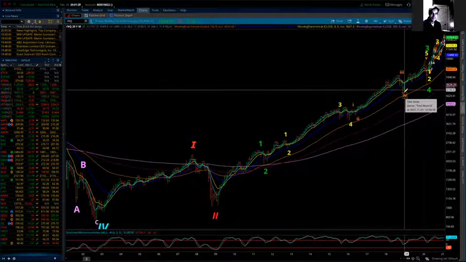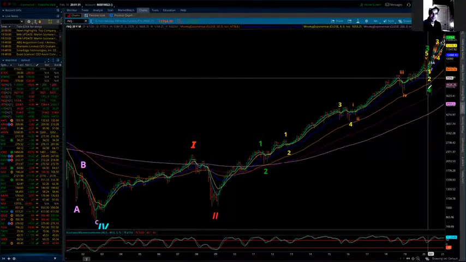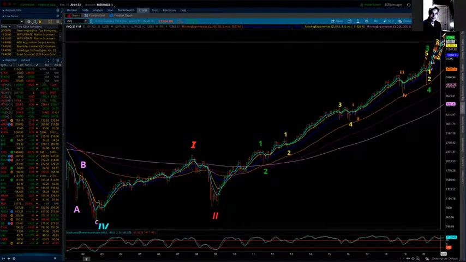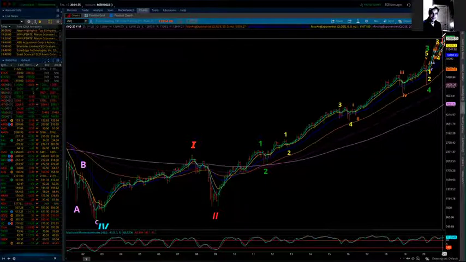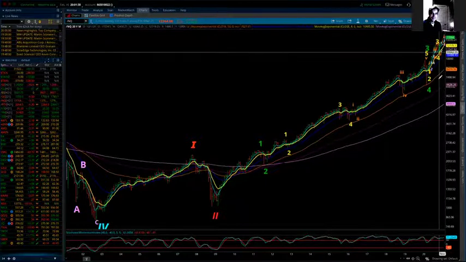Now, how do we arrive at the potential of how far or how high a market can go in a bullish advance, or how low a market could go in a bearish decline?